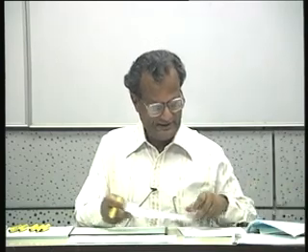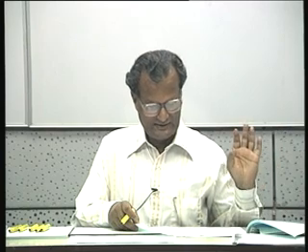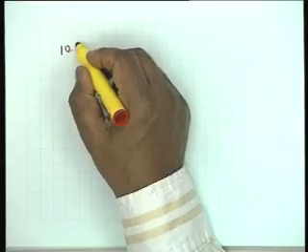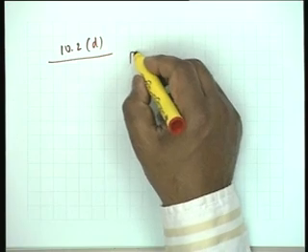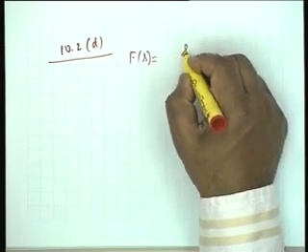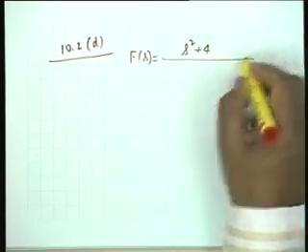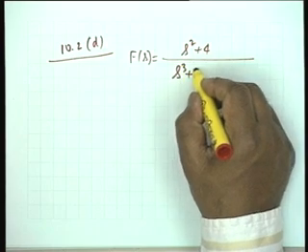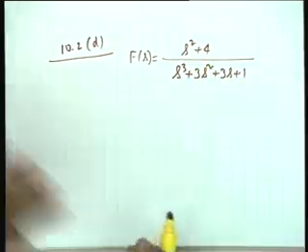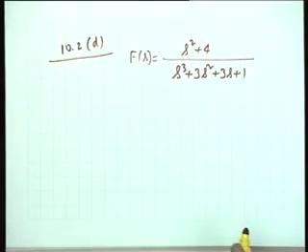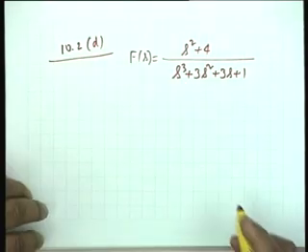The next one that we take, we will skip B and C, we will look at 10.2 D. The function is f of s equal to s square plus 4 divided by s cubed plus 3s square plus 3s plus 1. The denominator here is not factored, so we'll have to go step by step.